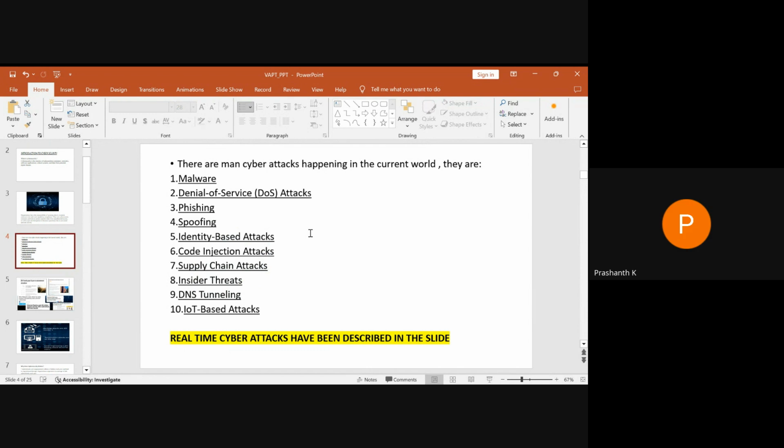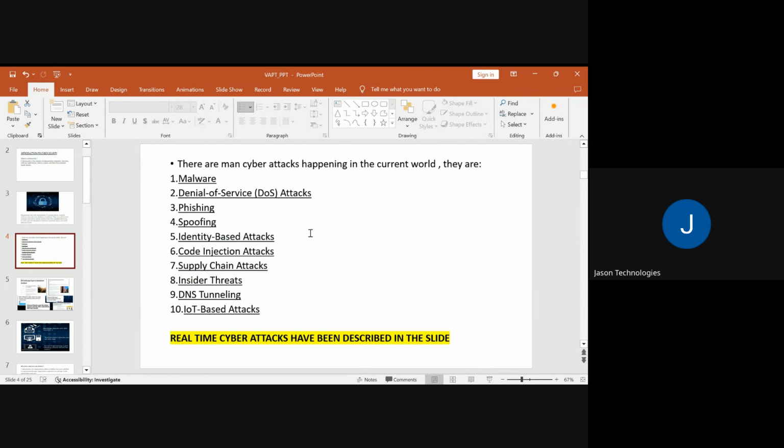Can you repeat identity-based attacks again? Give me a minute. Identity-based attack means, like I have explained with an example. Are you asking about the definition? Identity-based attacks are like a misuse of an individual's identity-related information, such as login credentials or personal data. Misuse of personal information such as login credentials. This is about identity-based attacks.